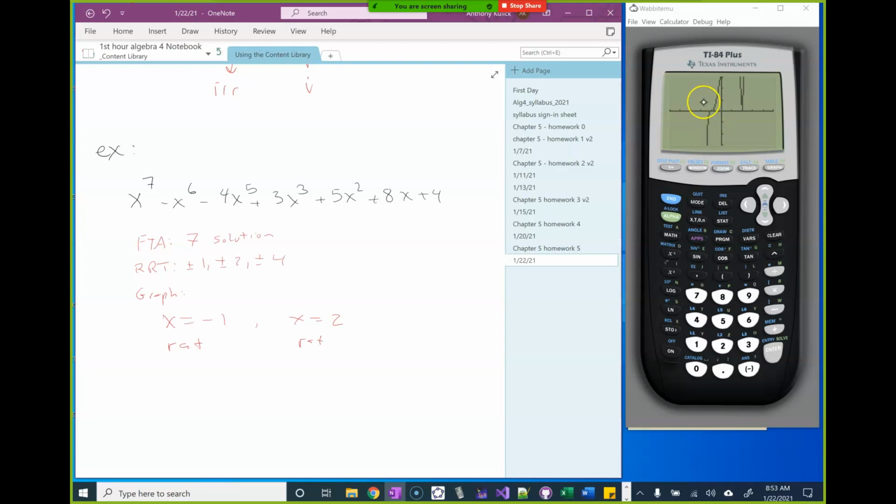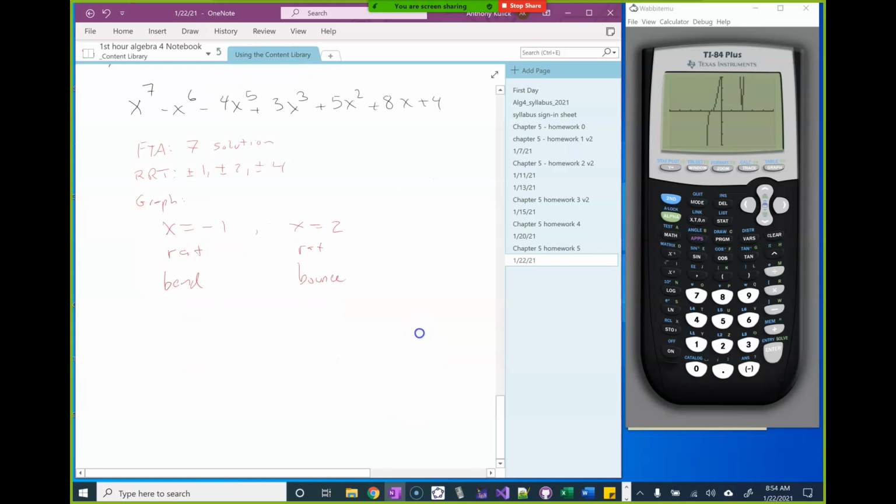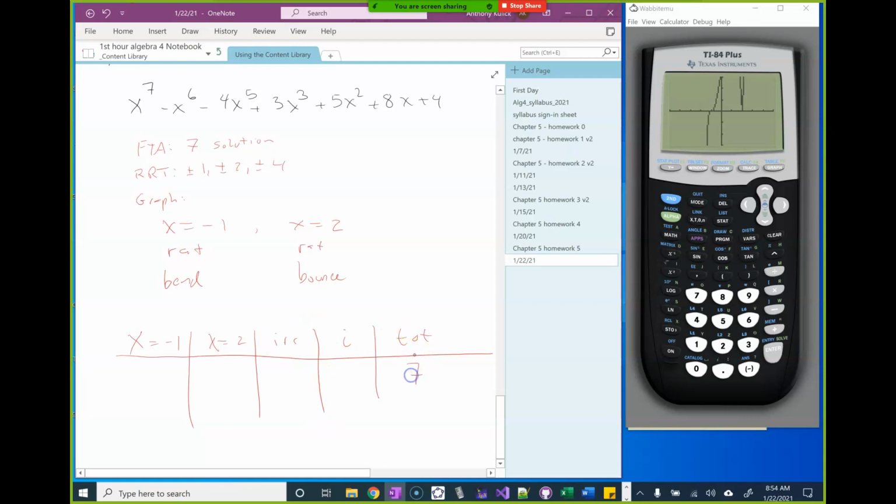So let's go ahead and set up our table. We know there's 7 total. The bend, the least number we could have is 3. The bounce, the least number we can have is 2. We know there's no irrational because we can't see any other x-intercepts, right? Everybody's okay with that? So 3 plus 2 is 5. I need 2 more to get to 7. Those 2 would have to be imaginary. Everybody agree with that?